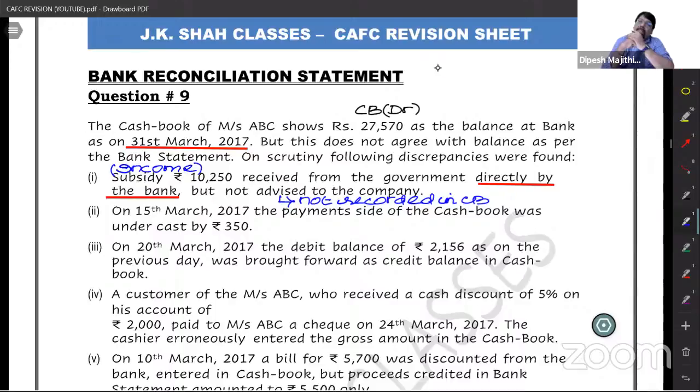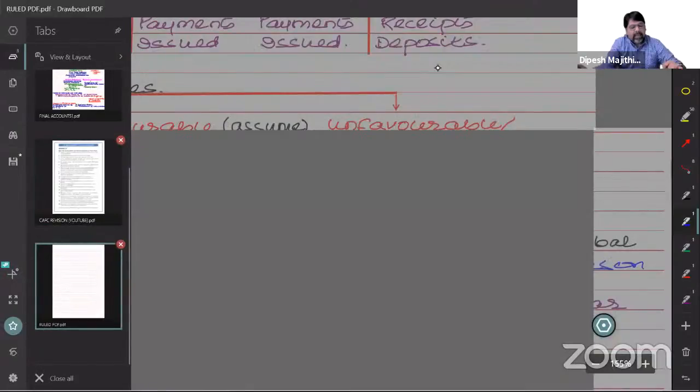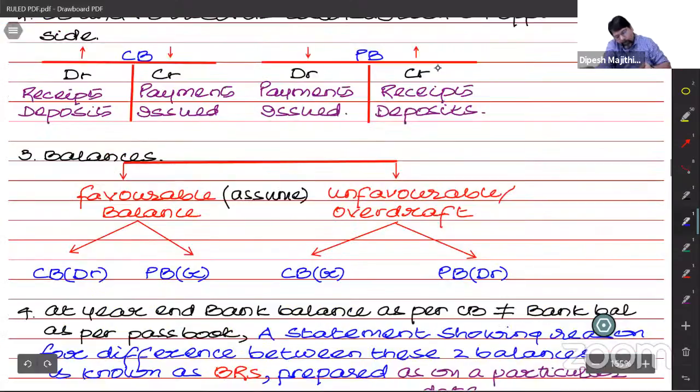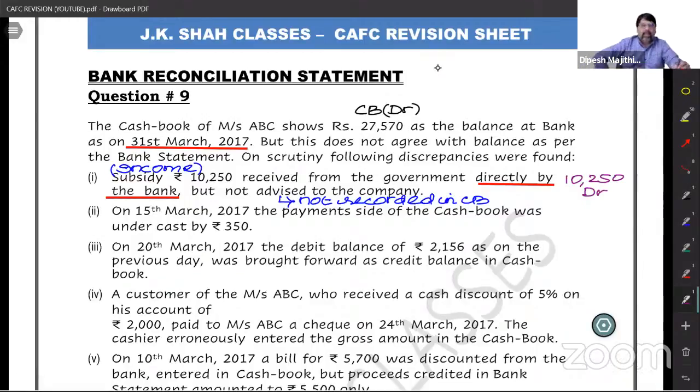Yes or no? Income is recorded in the cash book on which side? Income will be recorded in the cash book debit side. Exactly. Record in the side in which it is not recorded. So you will record 10,250 on the debit side. Yes, sir. Sir, how will we present?